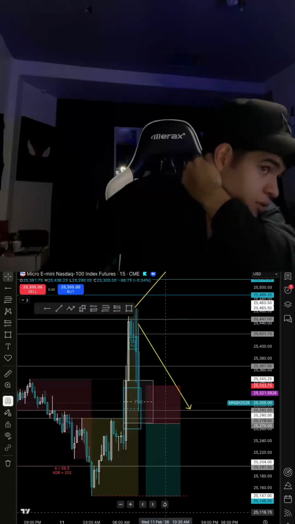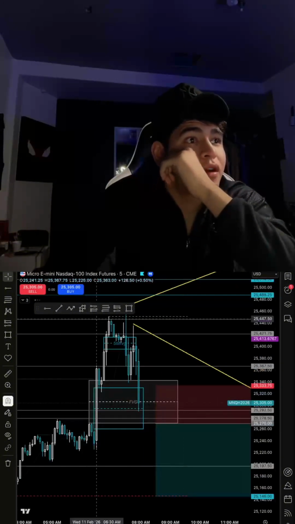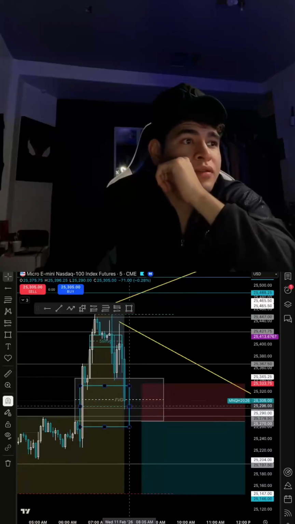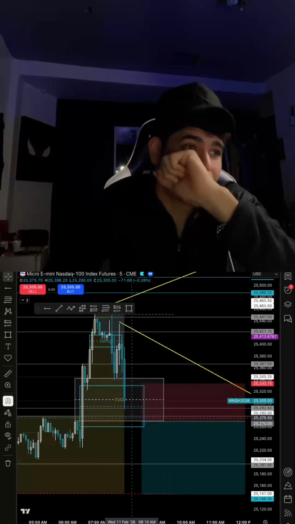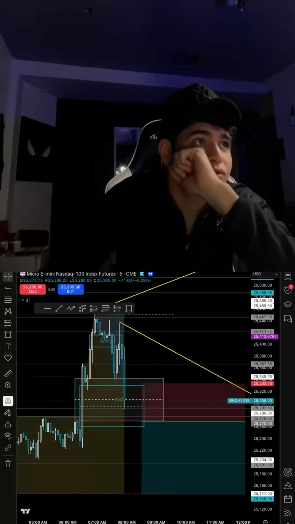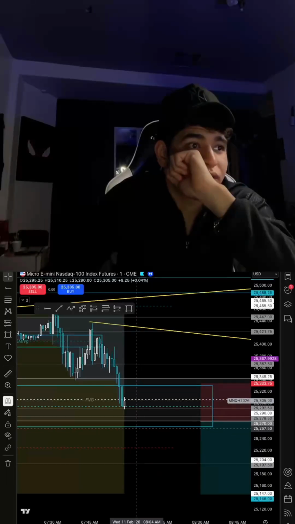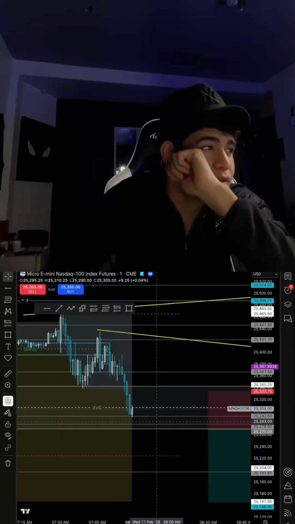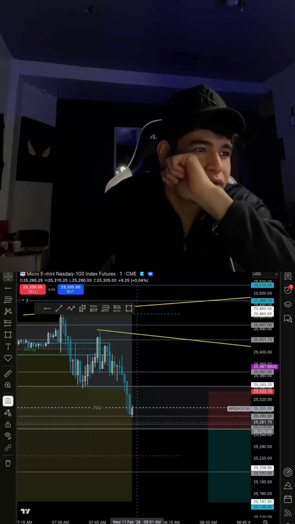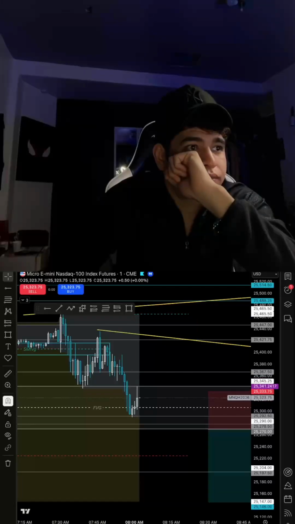Okay, so we're already touching the 15-minute fair value gap. You can come into the lower time frames and see if it inverses this gap. Since I'm already looking for an entry to the downside, I'm going to go to the lower time frame, the 1 minute, and see if we can inverse the first 15-minute fair value gap. I'm going to delete this 5-minute fair value gap because I'm more focused on the 15-minute fair value gap.